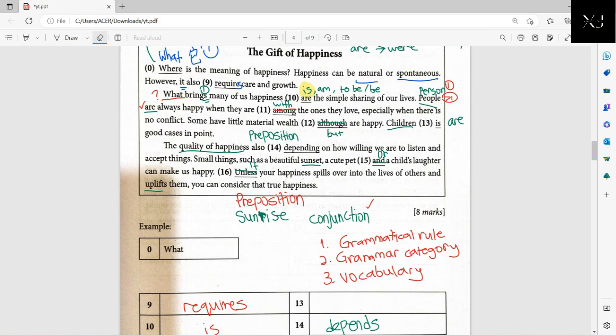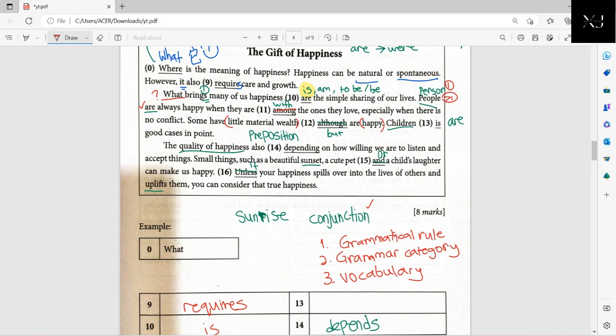Oh, I wrote it here. Never mind. So I just erase this. Especially when there is no conflict. No conflict means you don't fight with the other person. You don't argue with the other person. Some people have little material wealth, but they are happy. So you can see that this little material wealth is talking about something negative. Happy is something positive. So that's why we use the but here.